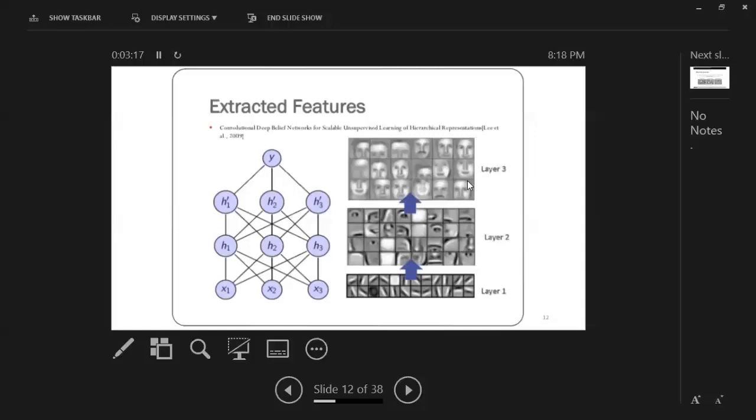The neurons individually are selecting certain features. Yes, you can say that.